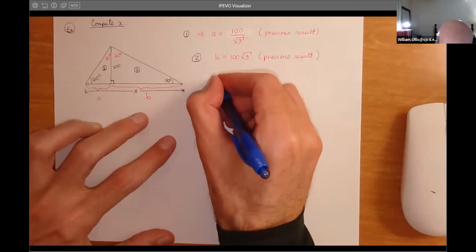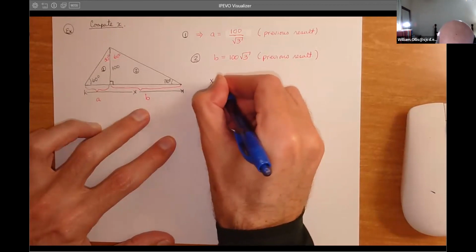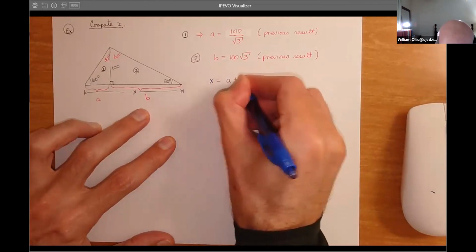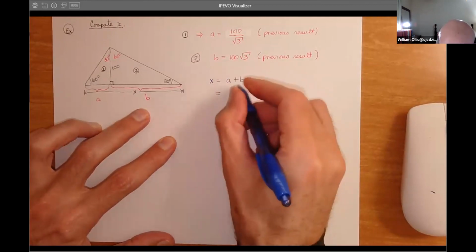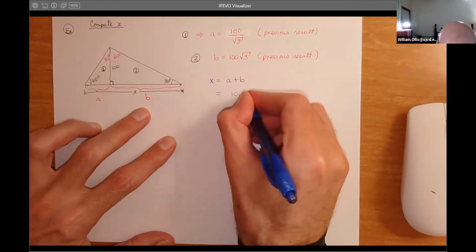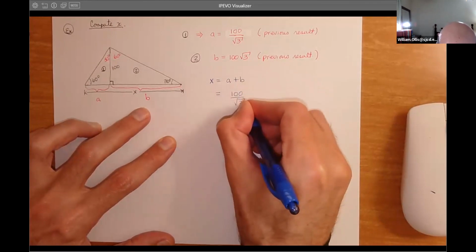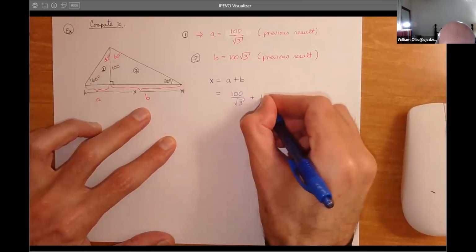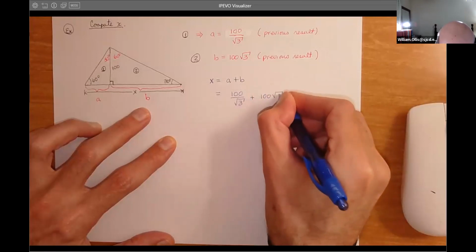So by our construction, X equals A plus B. So this will give us 100 over the square root of 3 plus 100 times the square root of 3.